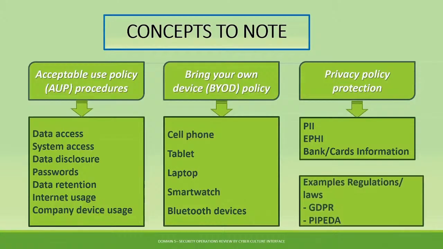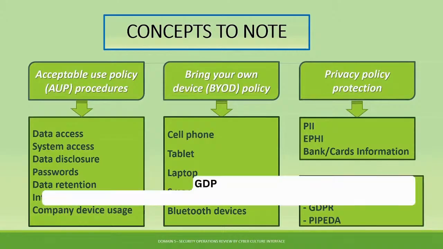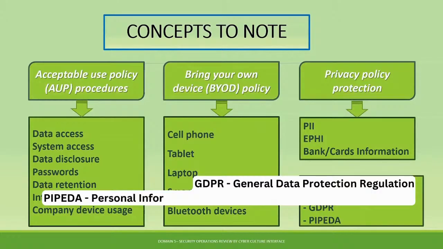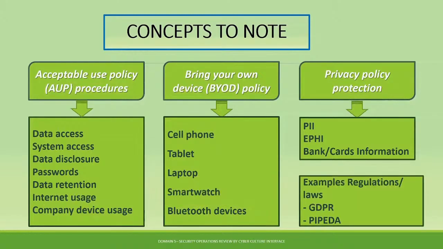Then we have examples of laws and regulations that enforce privacy. Examples are GDPR, which is General Data Protection Regulation, which is common in Europe. We have PIPEDA, which is Personal Information Protection and Electronic Documents Act. These are laws and regulations ensuring the privacy of individuals within an organization, or even people outside the organization, and how data about anyone relating to you or the organization is protected.